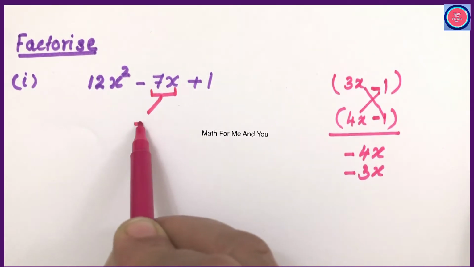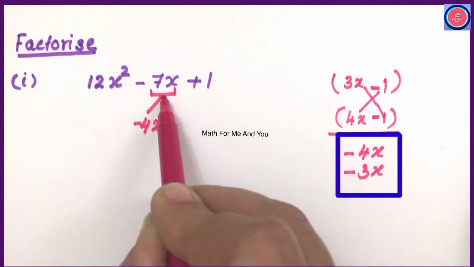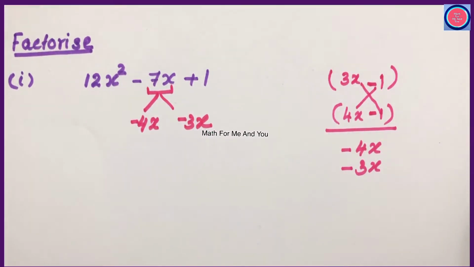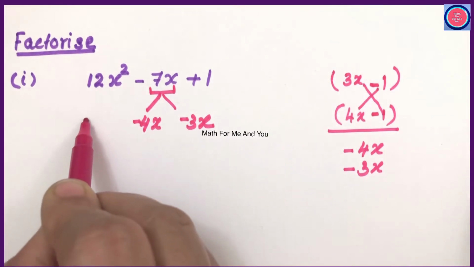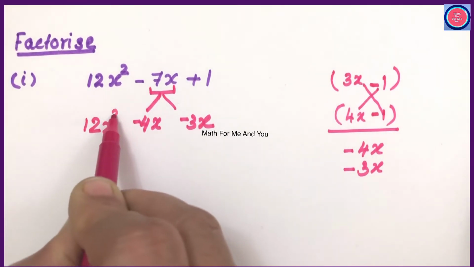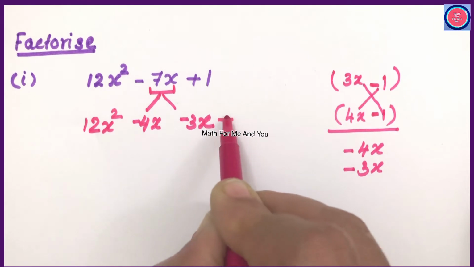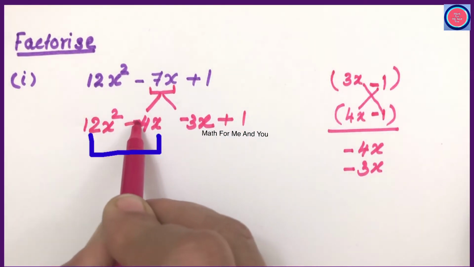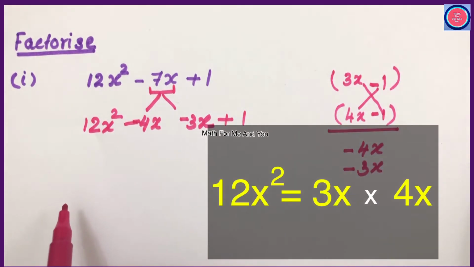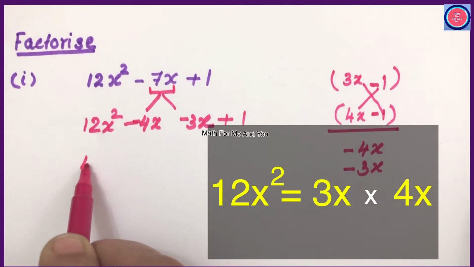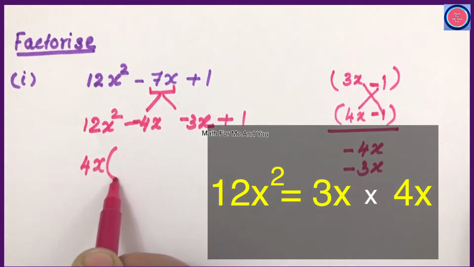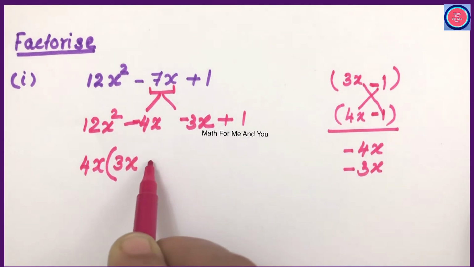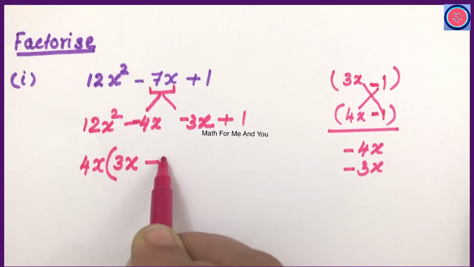We can split it as minus 4x and minus 3x. See, minus 4x minus 3x together we get minus 7x. The first term and the last term we write the same as they are, 12x square plus 1. Consider the first two terms. We are going to take the common factor. 12x square is 3x times 4x. That means we can write 4x as a common factor. When we take 4x outside, the remaining is 3x minus 1.